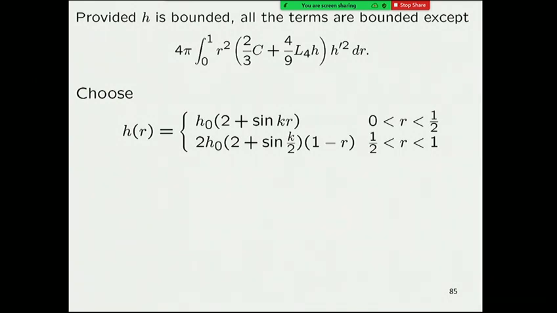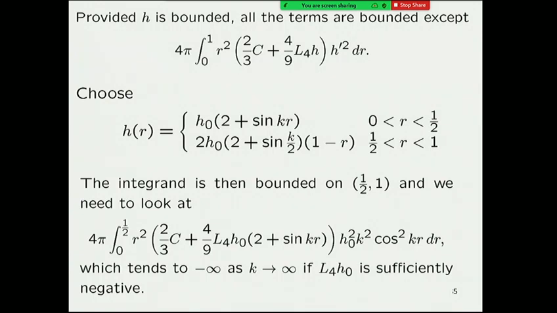So it's this if r is between half and one, so you see it's zero on the boundary as you need, and here it's got a term sine kr, and there's a coefficient h0 at the front. And then on a half to one, this is bounded, provided h0 is bounded. So you have to just worry about this part. So that's 4 pi integral from 0 to a half of r squared times this, and then you have to put the derivative, so it's h0 squared k squared cos squared kr.